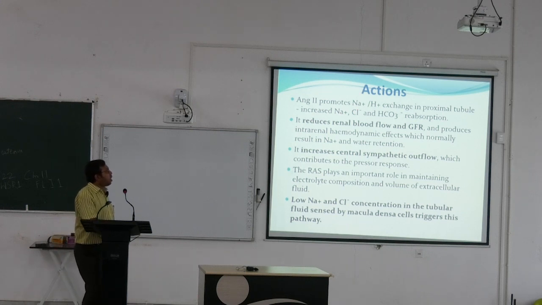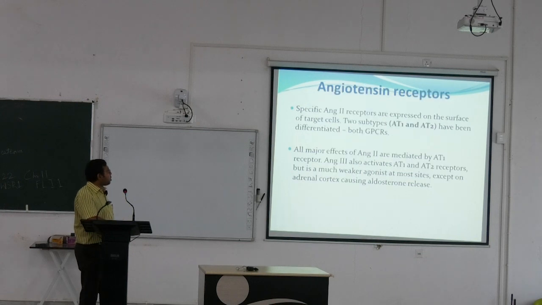so exchange occurs and there is increased sodium chloride and water reabsorption. So more reabsorption of sodium chloride occurs. It reduces renal blood flow and glomerular filtration rate, and increases central sympathetic outflow. It has an important role in maintaining the electrolyte composition and volume of extracellular fluid. The same thing: low sodium and chloride concentration in the tubular fluid sensed by macula densa cells triggers this pathway. Already we have discussed. So mainly it is triggered by this.